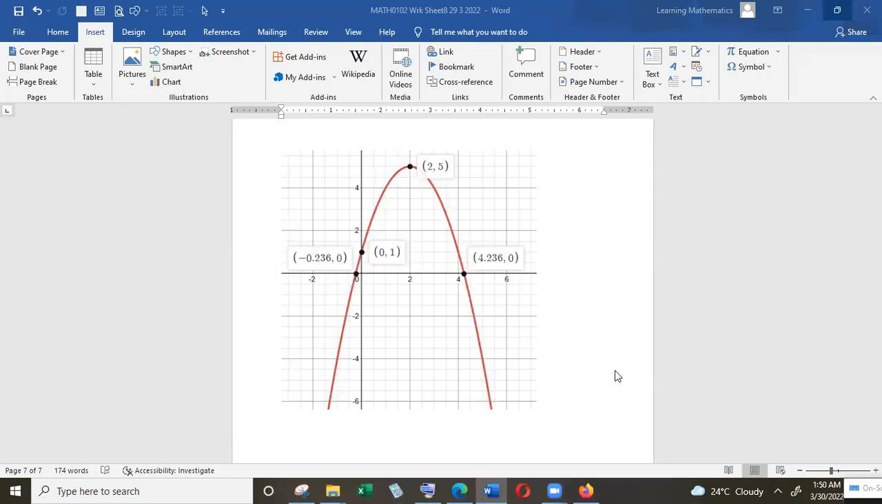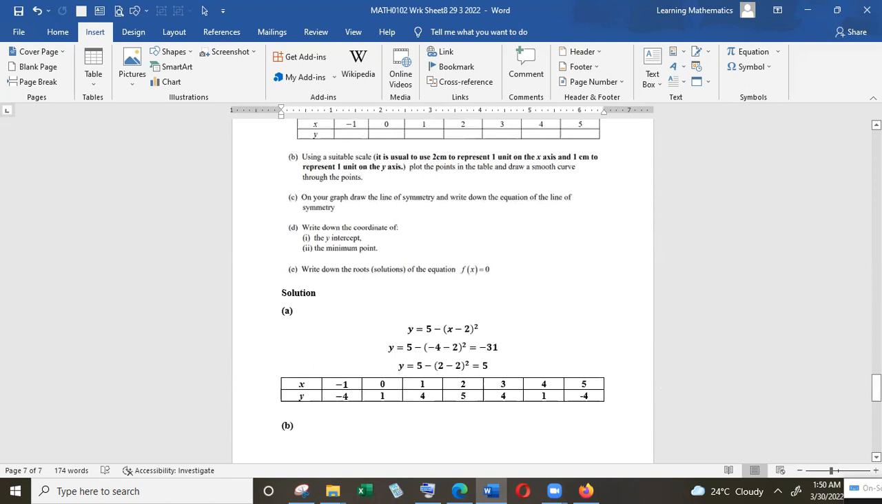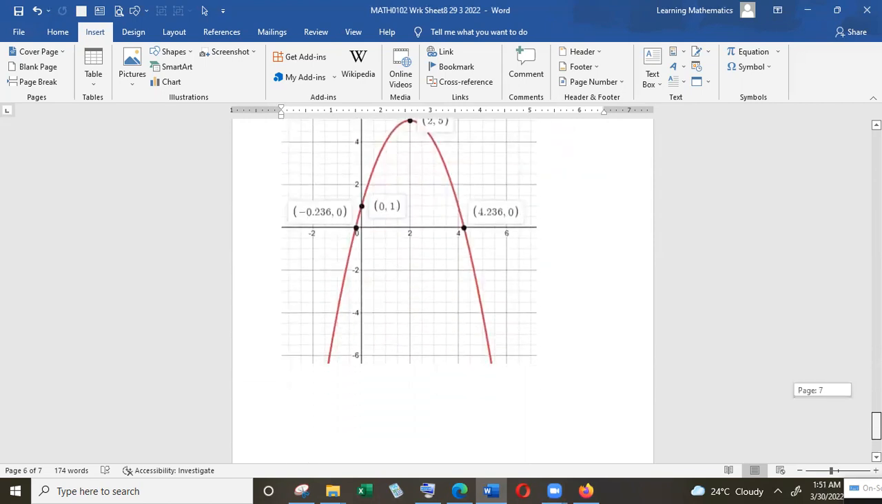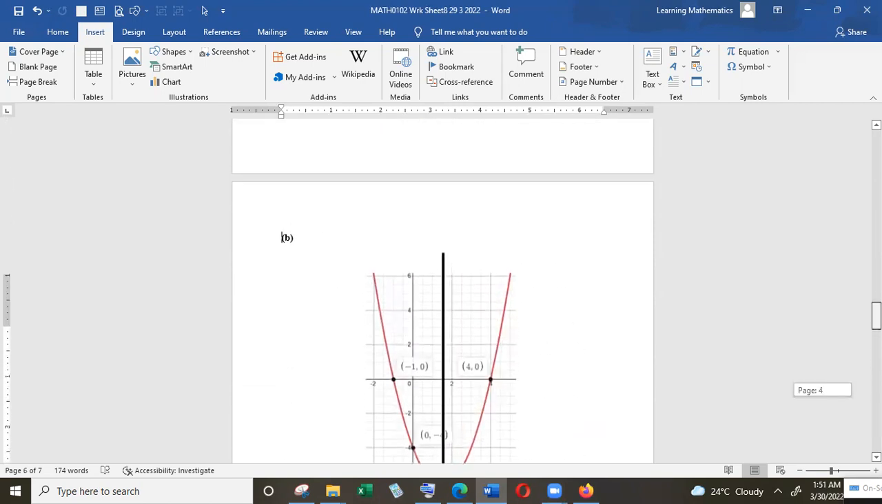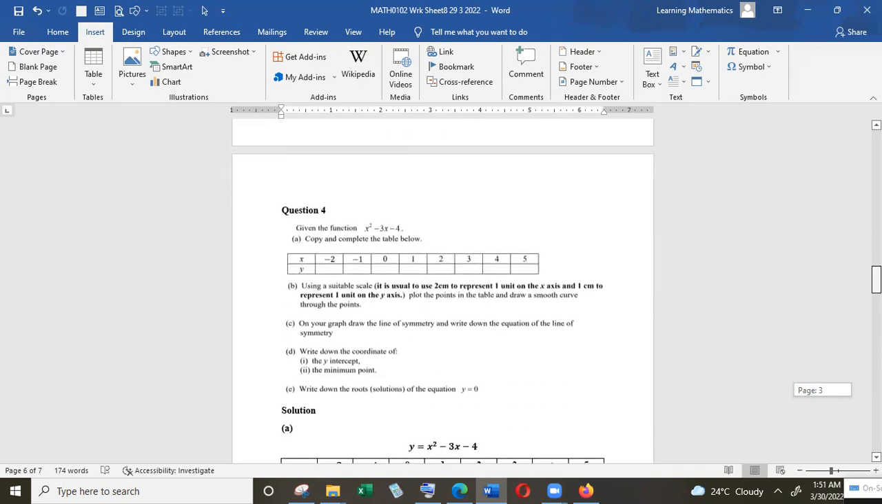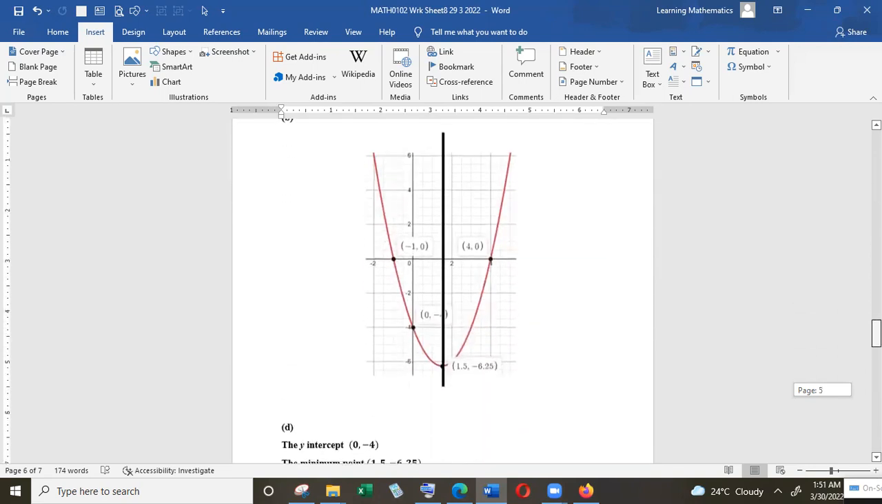Right, so let's move on to the next question to see what it is saying. Just bear in mind, remember that this graph was obtained using Desmos. Right, so as you can see, it says on your graph, draw a line of symmetry and write down the equation of the line of symmetry. Okay, so the line of symmetry is a vertical line.